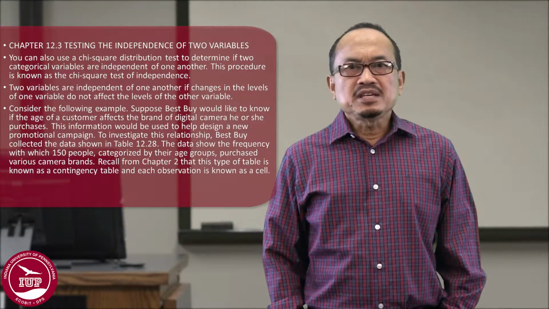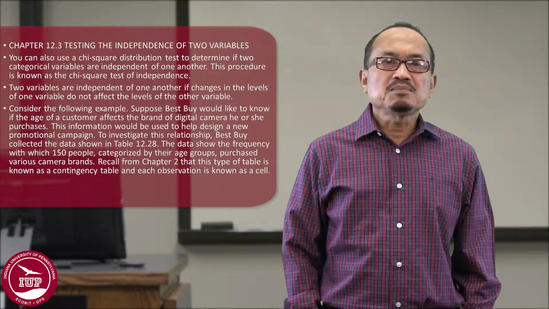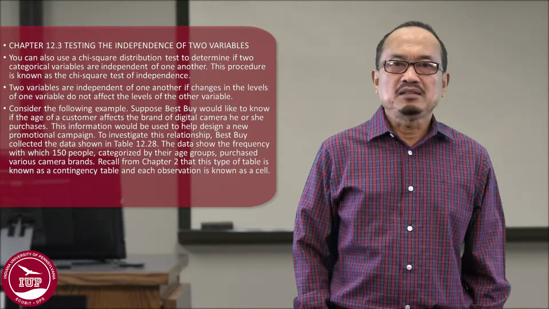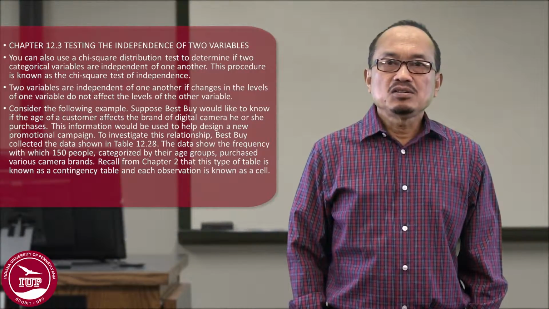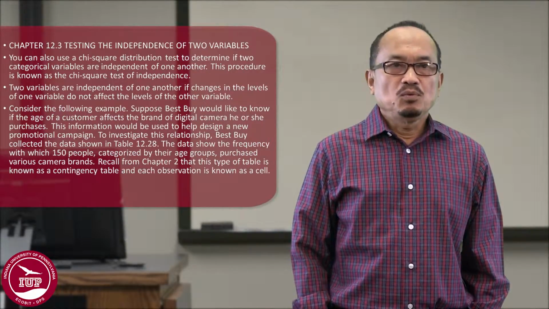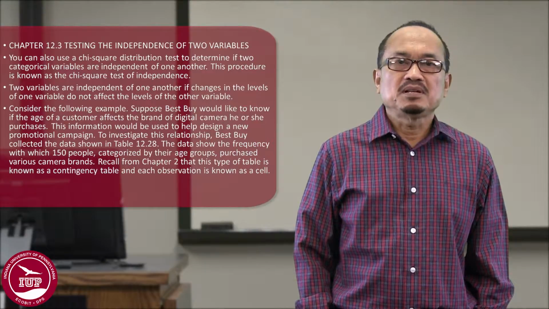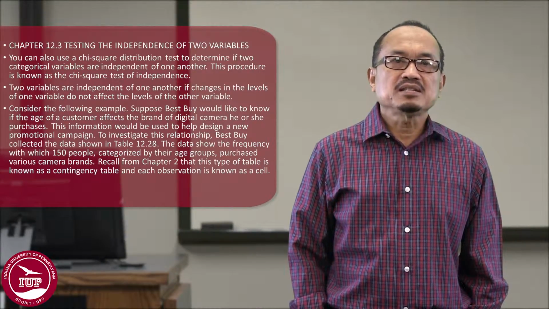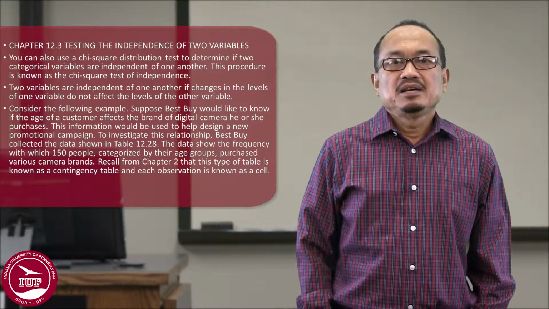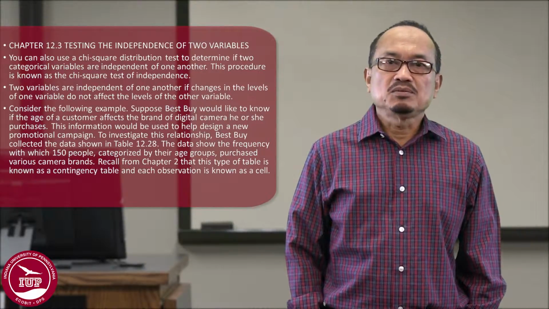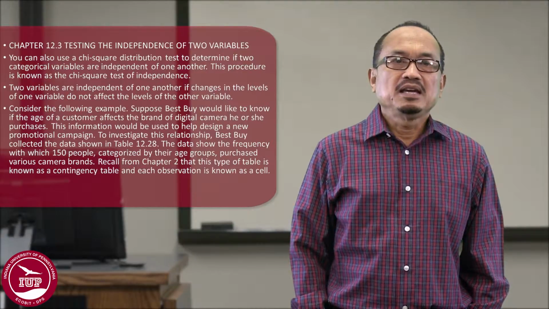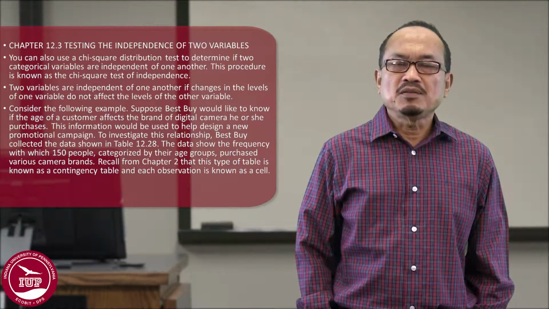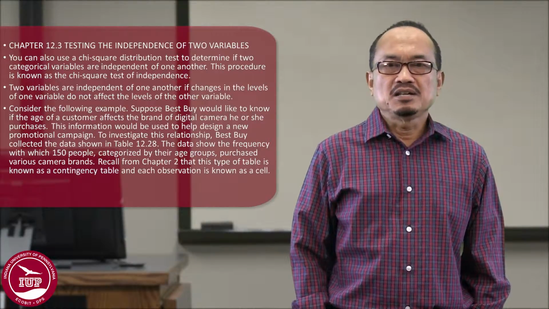To investigate this relationship, Best Buy collected the data shown in Table 12.28. The data show the frequency with which 150 people, categorized by their age group, purchase various camera brands. Recall from Chapter 2 that this type of table is known as a contingency table, and each observation is known as a cell.